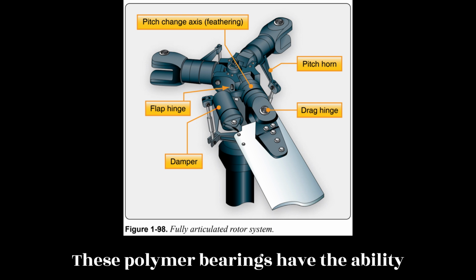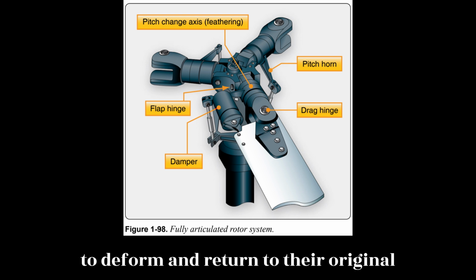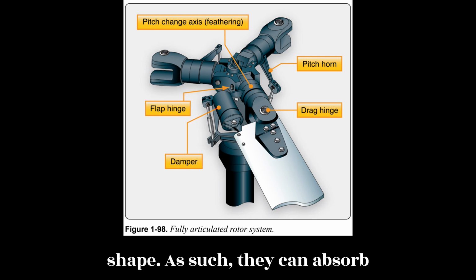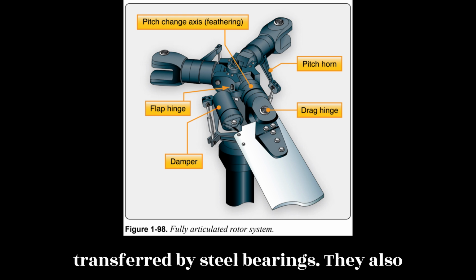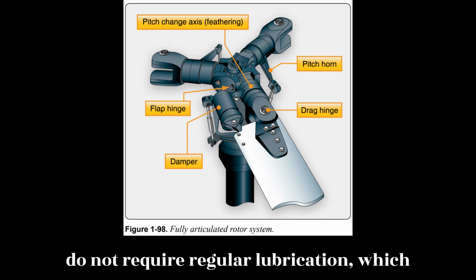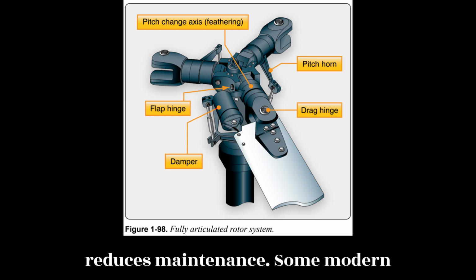These polymer bearings have the ability to deform and return to their original shape. As such, they can absorb vibration that would normally be transferred by steel bearings. They also do not require regular lubrication, which reduces maintenance.